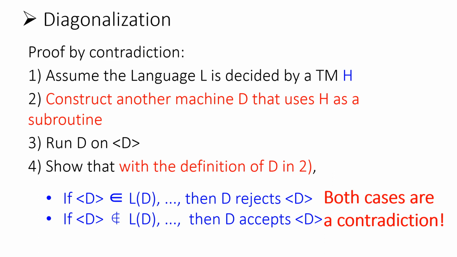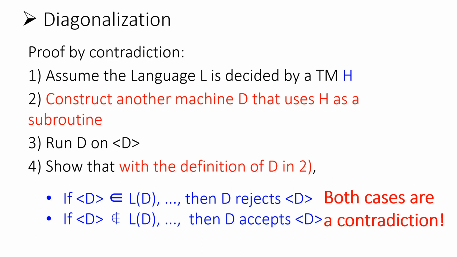We first assume the language L to prove is decided by some Turing machine H. Then we construct another machine D that uses H as a subroutine. After that, we analyze possible results of running D on its own encoding, <D>.